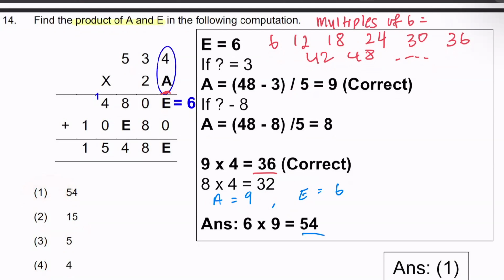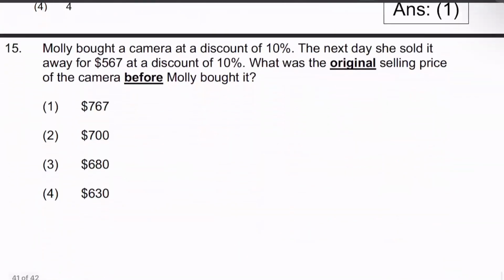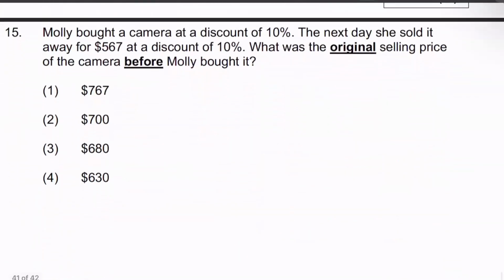Please take some time to digest this question. Question number 15. Molly bought a camera at a discount of 10%. The next day, she sold it away for $567 at another discount of 10%. What was the original selling price of the camera before Molly bought it?